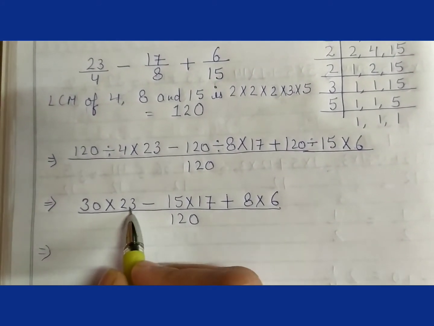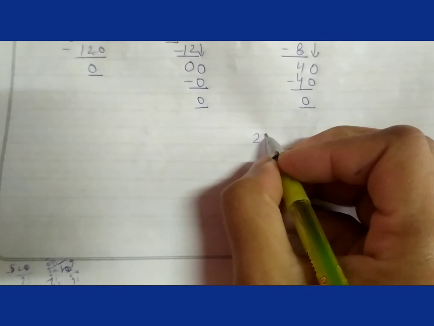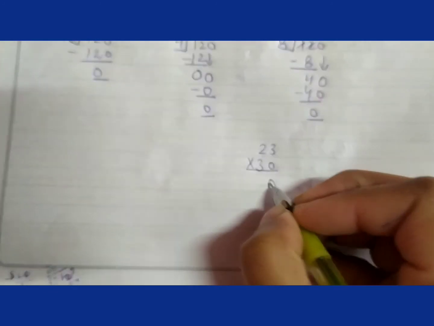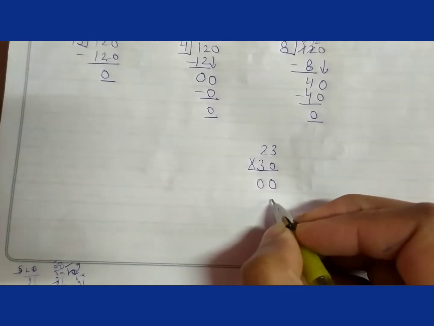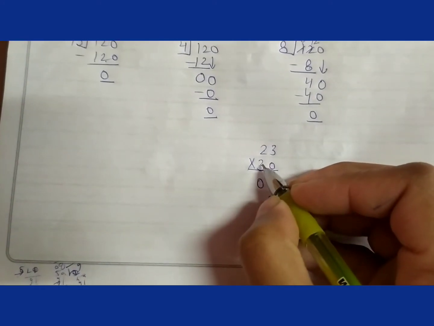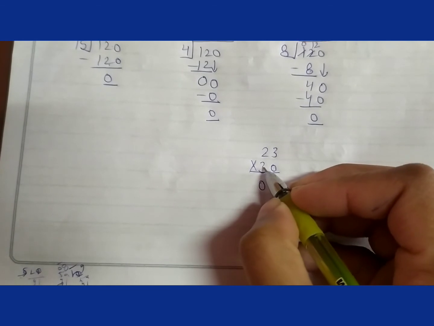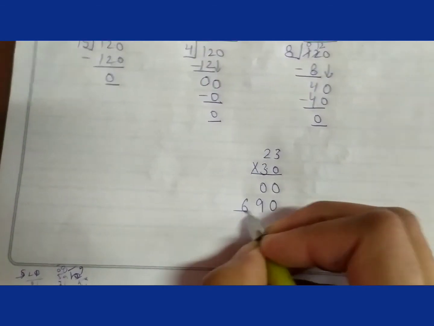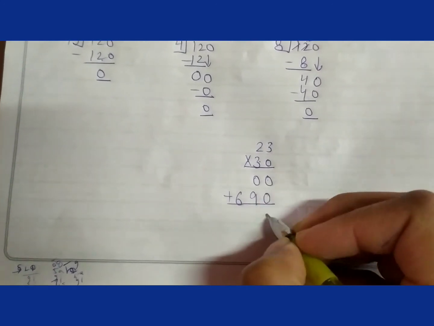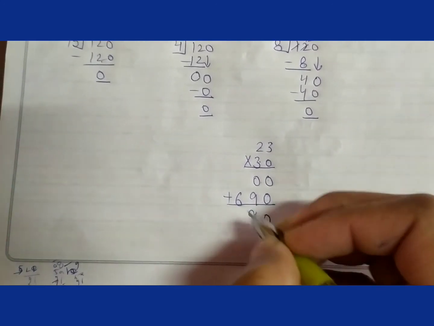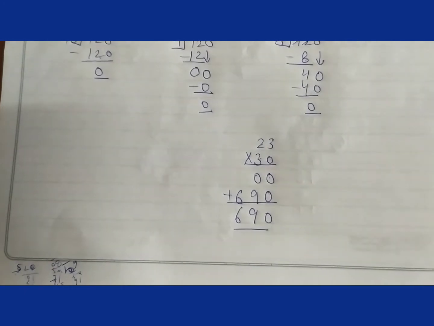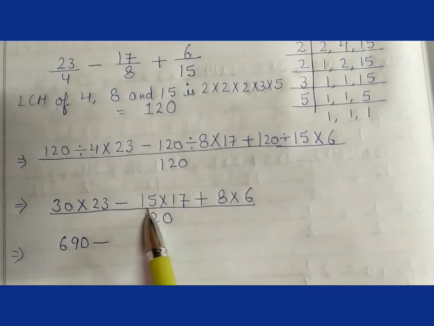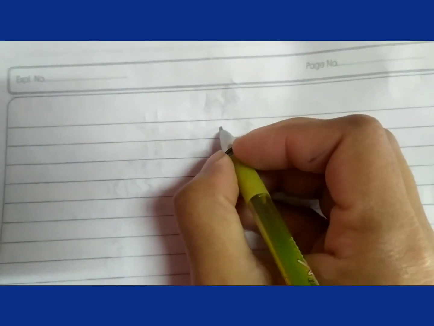30 multiply 23. 0 multiply 3, 0. 0 multiply 2, 0. Write 0 on the place of ones, because this 3 is in the tens position. 3 3s are 9, 3 2s are 6, and then add 0 plus 0, 0. 0 plus 9, 9, 6. 690. Write 690. Subtract 15 multiply 17.